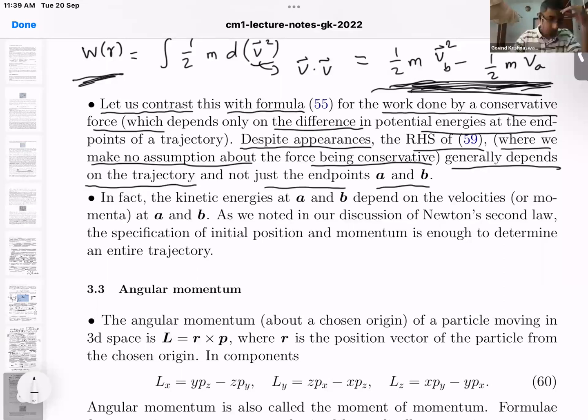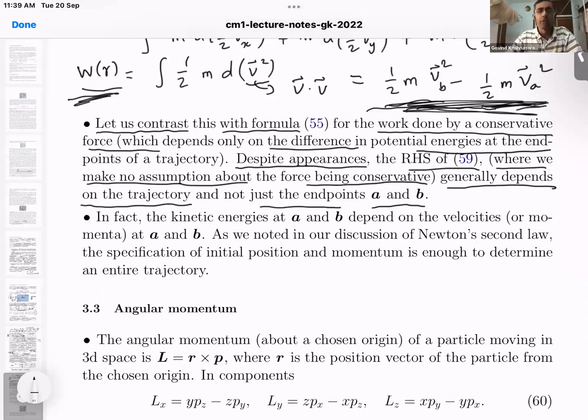We asked the question. See, here we have derived a formula for the work done by the force, W of gamma. We have not assumed the force to be conservative. It considered a general force. We already observed that for a general force field, there is no reason that the work done should depend only on the endpoints. It will generally depend on the entire curve traversed, the entire trajectory.